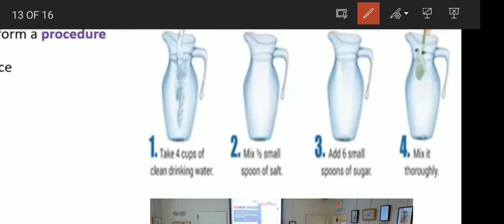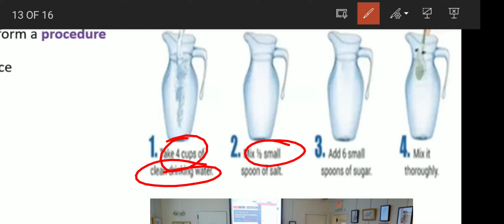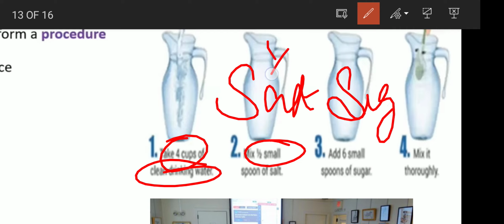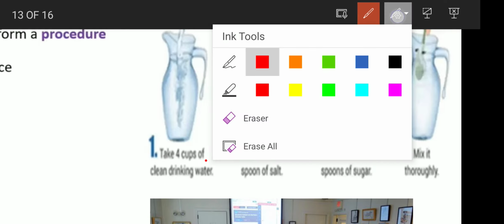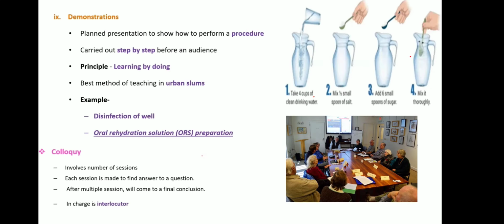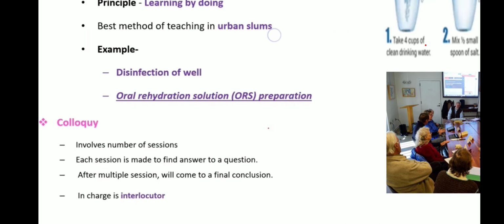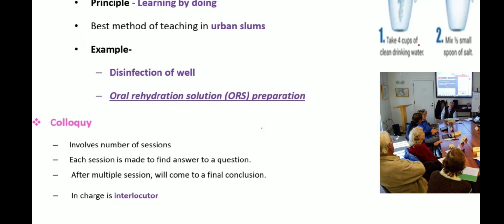You demonstrate to the audience: take clean drinking water, 4 cups, mix in half a spoon of salt, then add 6 spoons of sugar, mix it, stir it. When you teach them and give them the materials to perform the procedure, they will learn by doing it. It is the best method of teaching in cases of urban slums, because words alone won't suffice. We have to demonstrate so that they can understand it better.